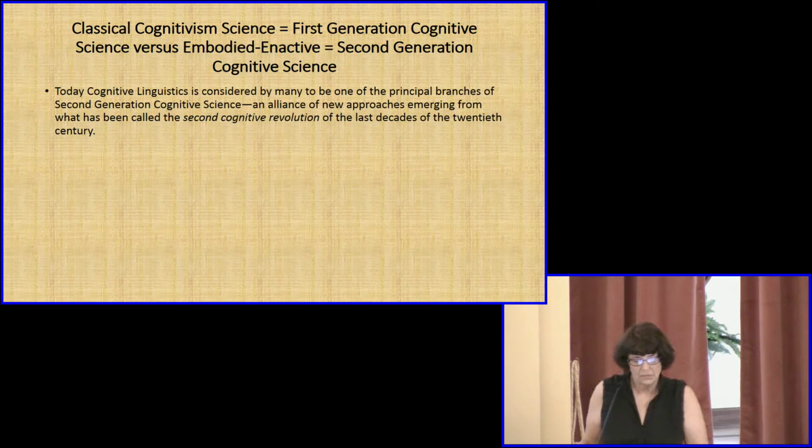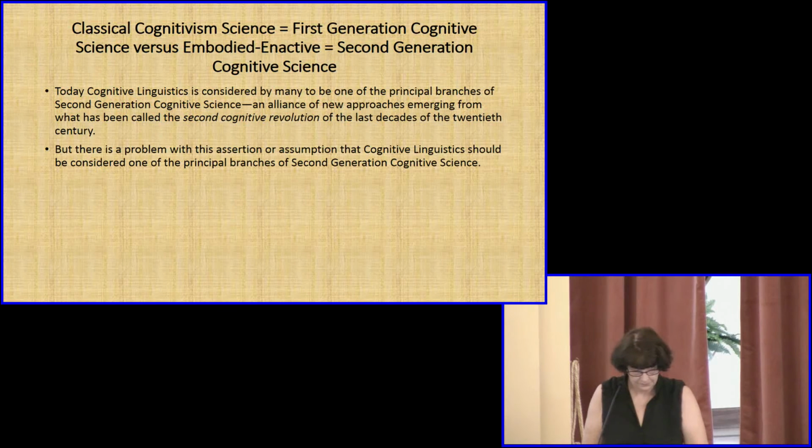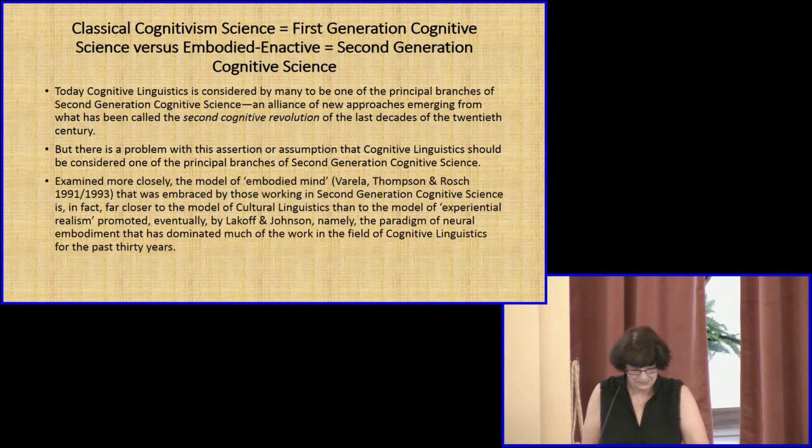Today, cognitive linguistics is considered by many to be one of the principal branches of second-generation cognitive science, an alliance of new approaches emerging from what has been called the second cognitive revolution of the last decades of the 20th century. If you recall, the diagram we just looked at came from 1991. But there's a problem with this assertion or assumption that cognitive linguistics should be considered one of the principal branches of second-generation cognitive science.